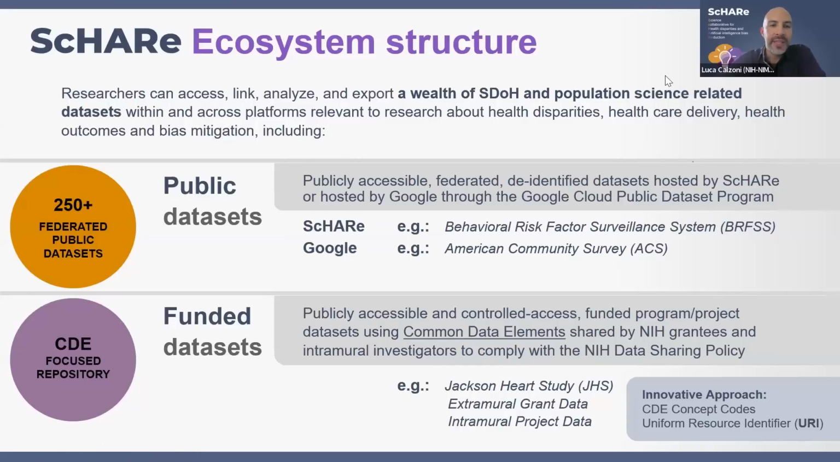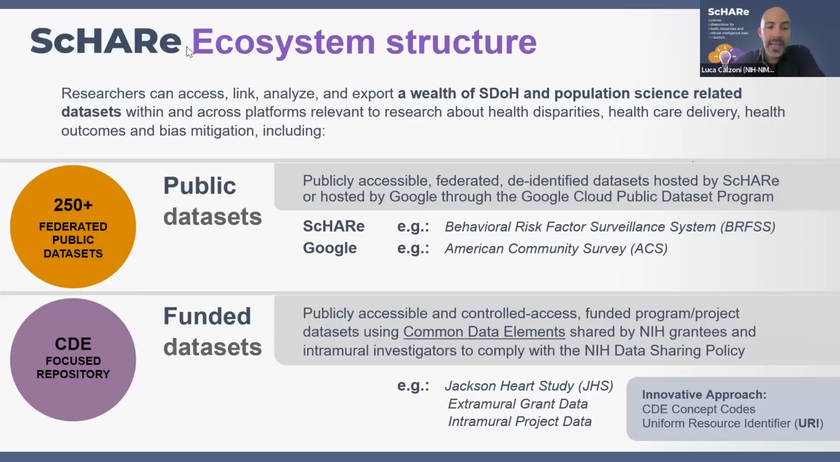And as you can see, we have both public data sets, about 250 federated public data sets, which are publicly accessible, federated de-identified data sets that are hosted by either ScHARe or Google through the Google Cloud Public Dataset Program. And you can see some examples listed here. So, for example, the Behavioral Risk Factor Surveillance System or the American Community Survey. So they are pretty frequently used data sets, and it's helpful.